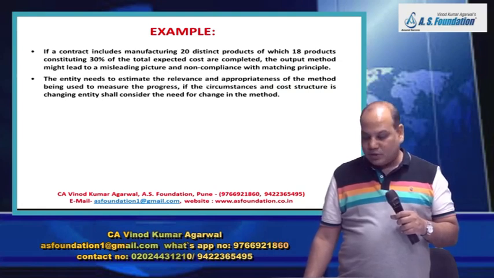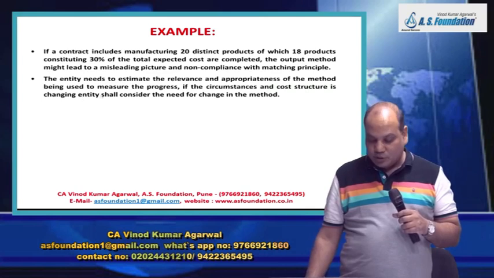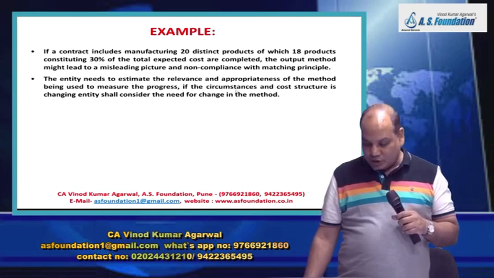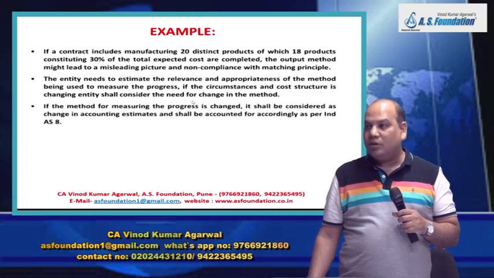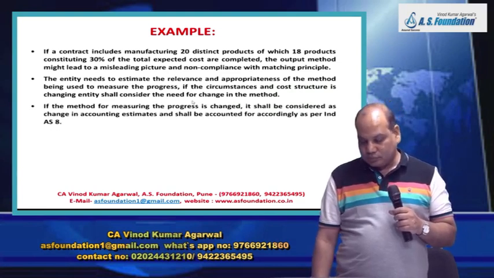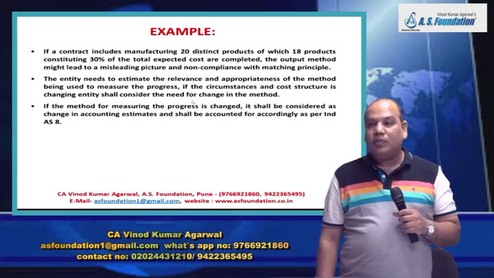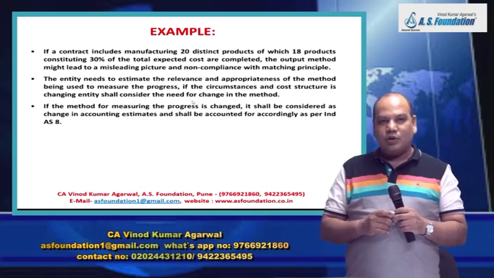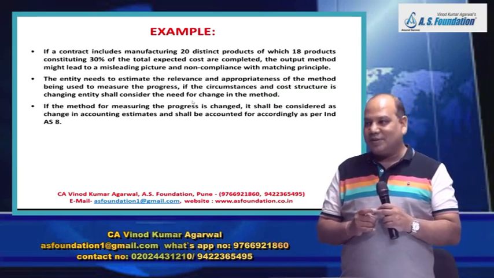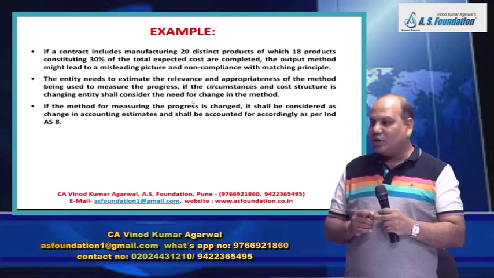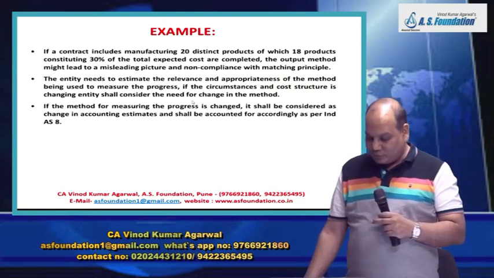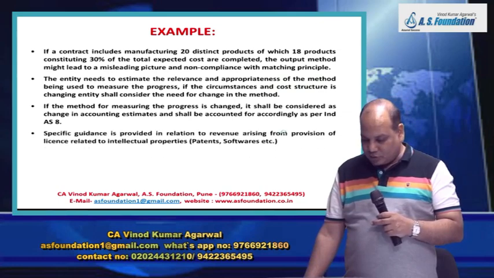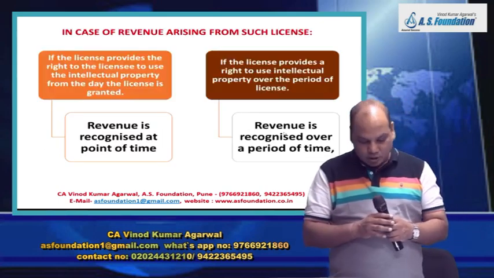The entity needs to evaluate the relevance and appropriateness of the method being used to measure the progress. If the circumstances and cost structure are changing, the entity can also consider the need for a change in the method. If you change the method of calculating the stage of completion, it will be called a change in accounting estimate. Measuring the progress is an estimate only, and then it will be accounted as per which standard? IS 8.